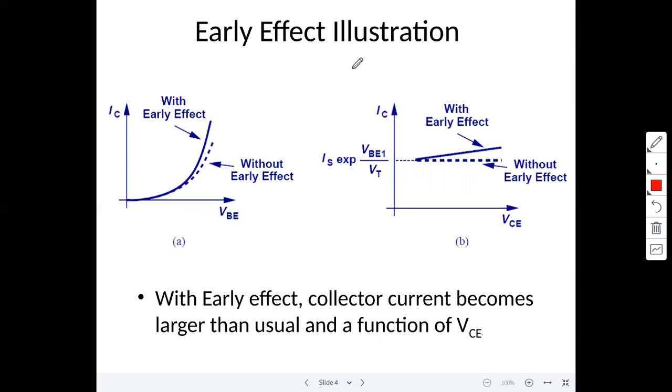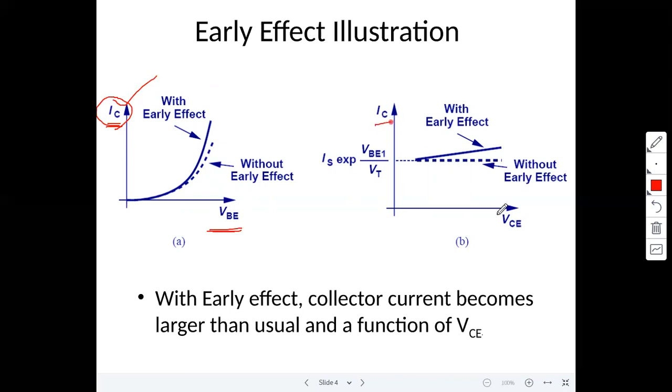Okay. Now observe here, early effect illustration. What happens? Early effect. This is the output current versus input voltage in CE configuration. This is the output current, collector current, versus the input voltage. This is without early effect. Now this is with early effect. That means, with early effect, collector current IC increases.